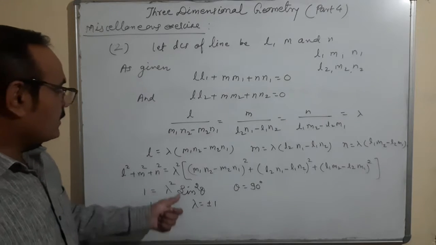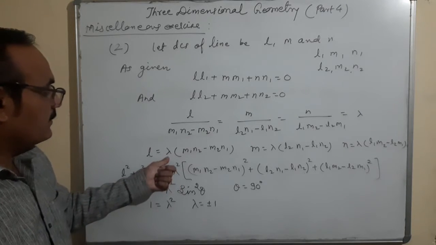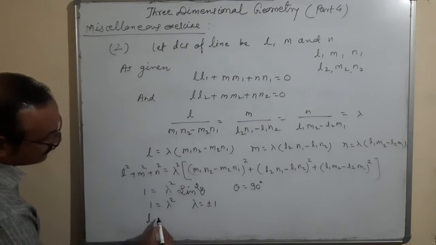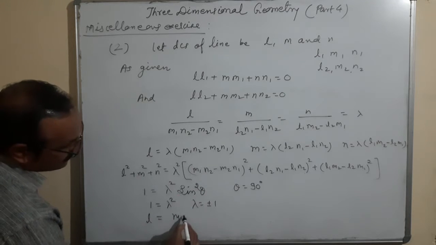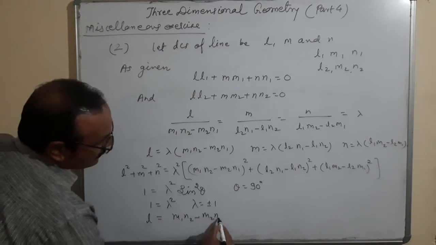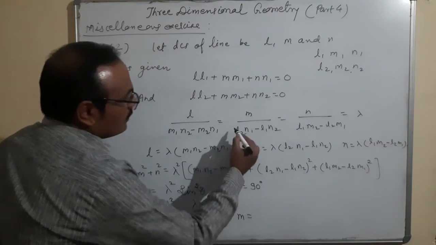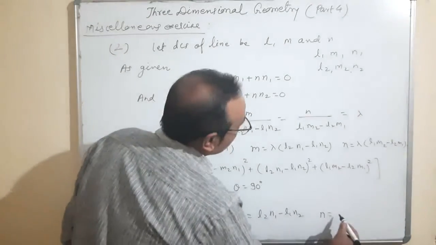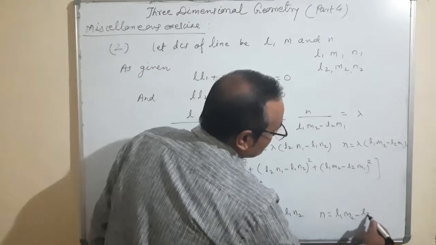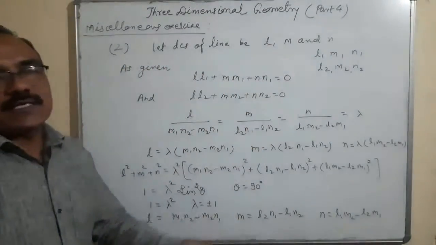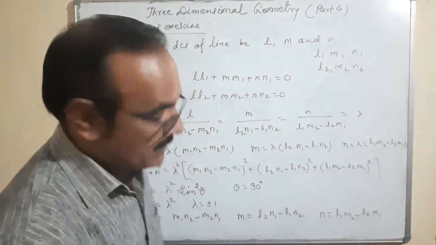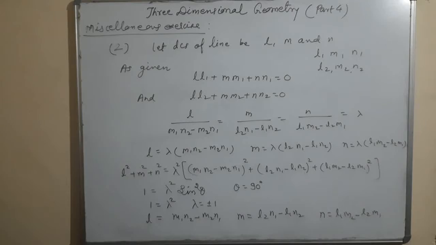So when I put the value of lambda here, what results are we getting? We are getting L is equal to M1 N2 minus M2 N1, M is equal to L2 N1 minus L1 N2, and N is equal to L1 M2 minus L2 M1. These come with the signs of plus and minus. And they are asking us to prove that these are the direction cosines. Got it? So this was question number 2.